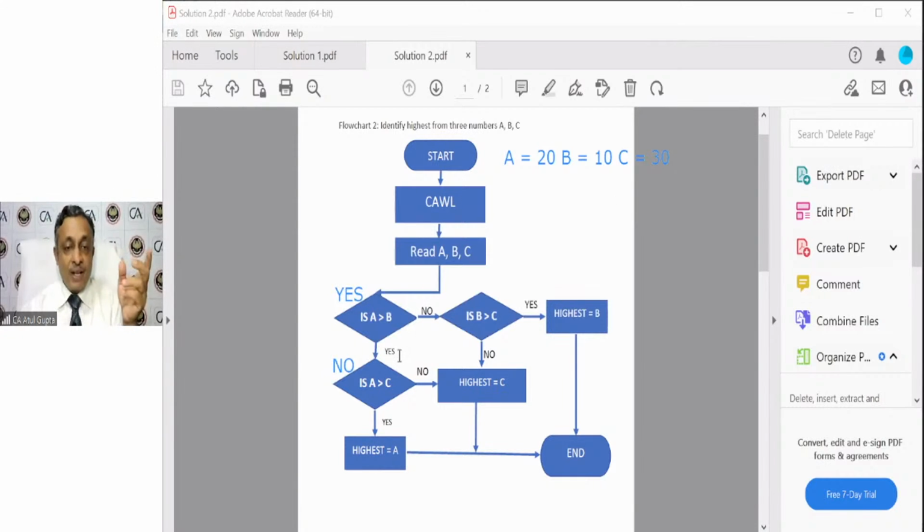C is highest. Now let us do it by the values. Is A greater than B? Yes, 20. Is A greater than C? No. 20 is not greater than 30. So which is greatest? 30. That is the result. One last iteration.